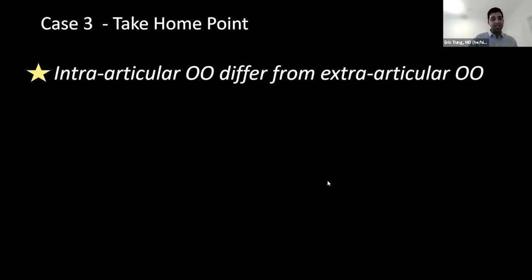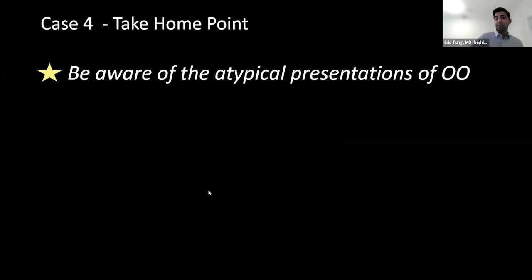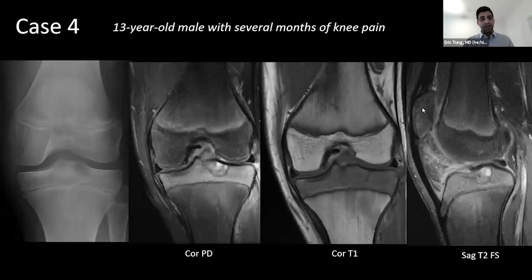So the take-home point here is that intra-articular osteoid osteomas differ from extra-articular osteoid osteomas. They're less common. They may present with more non-specific symptoms. They're less likely to have periosteal reaction, may just present with joint effusion and synovitis, and really are harder to diagnose. So you should keep this in mind. And then as we work through a few more cases, we want to be aware of these atypical presentations of osteoid osteomas, including intra-articular location.